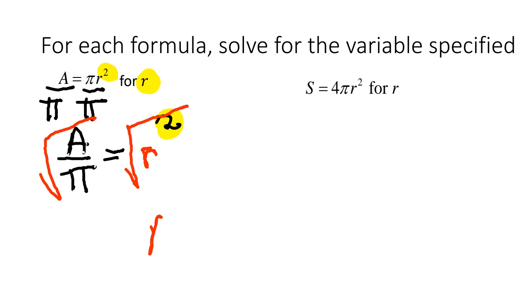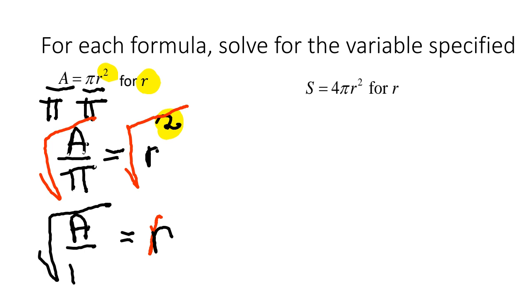This r should have been a lowercase r, leaving me with the lowercase r is equal to the square root of a divided by pi. This entire fraction is underneath the radical. The whole thing is underneath the radical.